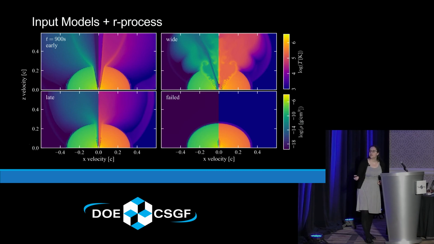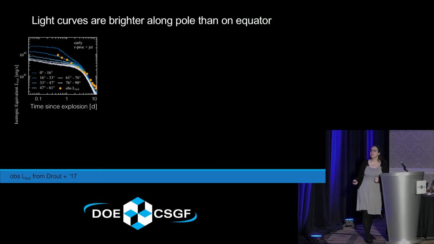And then we also have sort of a control failed case where the jet doesn't actually end up affecting the ejecta that much. So this is luminosity as a function of time, log time since the merger. The darker colors are for viewing angles along the jet axis, on the pole, and the lighter colors are for viewing angles at the equator. And the orange points are the detected kilonova just to guide the eye.